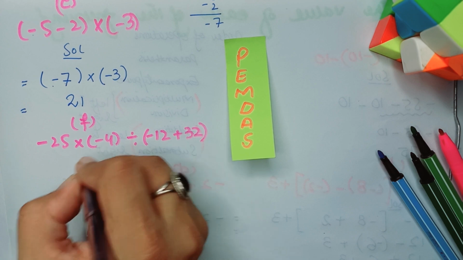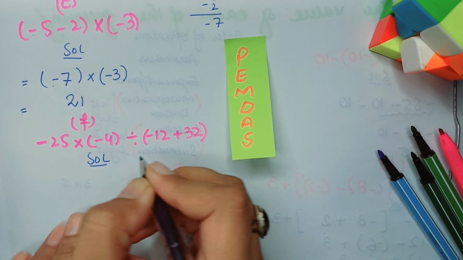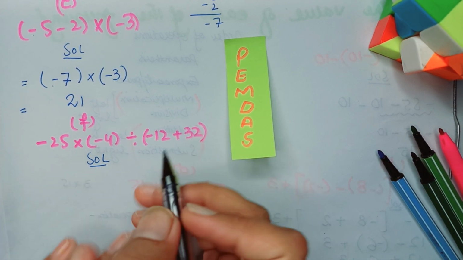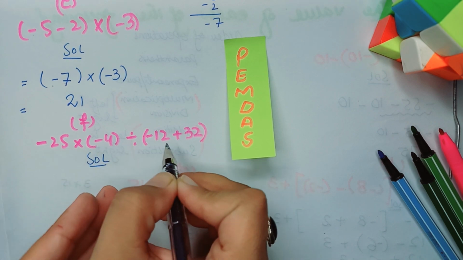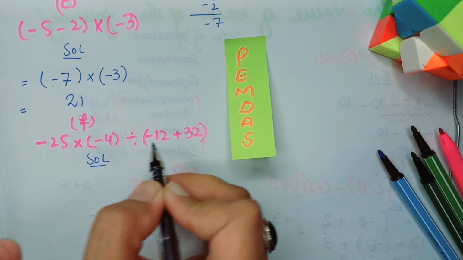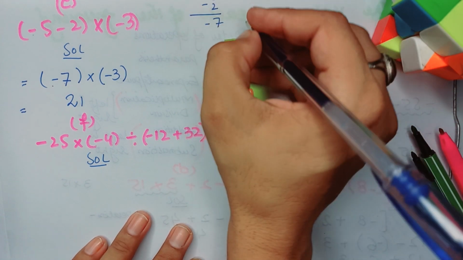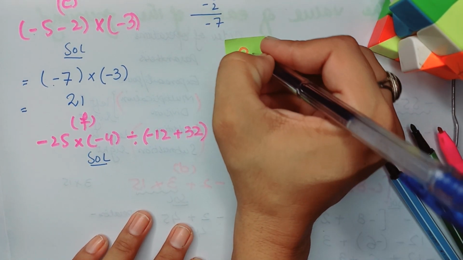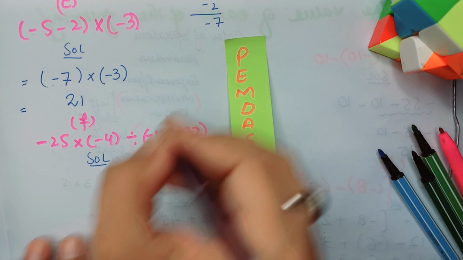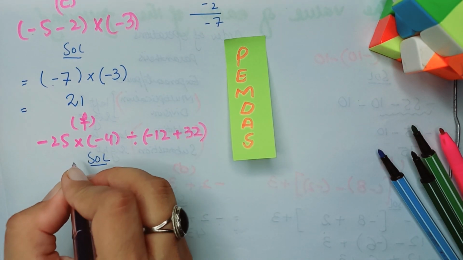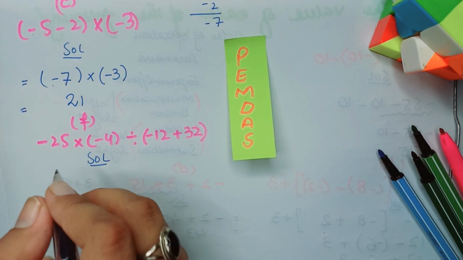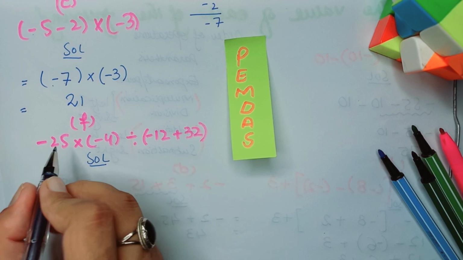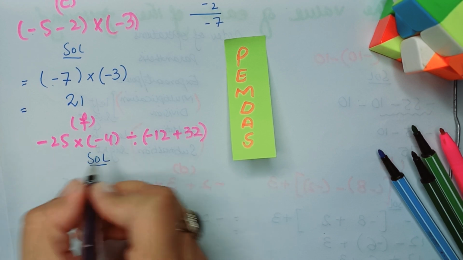F part. In F part also we have the combine operations, like multiplication, division, addition, subtraction. So we have to follow the order of operation. First is parenthesis, meaning brackets. So first we have to evaluate the brackets. We have to solve the bracket. Now here you can see the bracket.